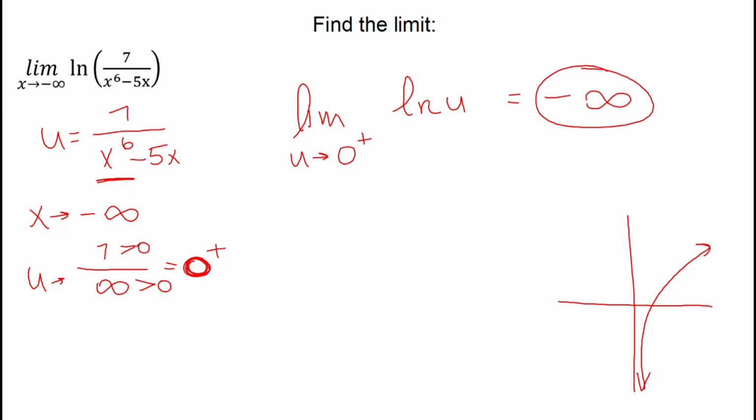So be extra careful with these ones. With the natural log, where the u looks like it's approaching 0, you need to decide if it's approaching 0 from the right or 0 from the left, because it significantly changes the answer to the question.